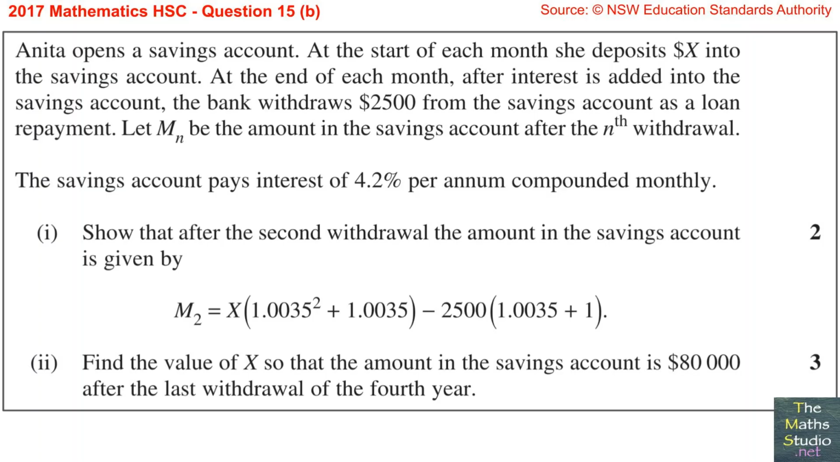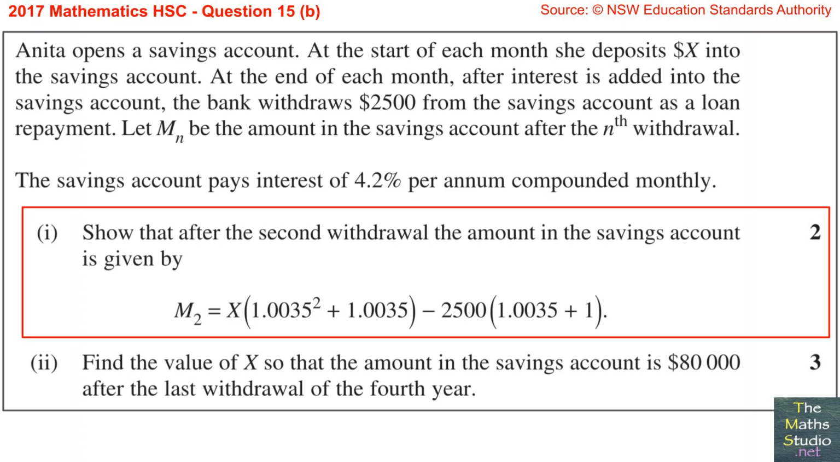Question 15, Part B. Anita opens a savings account. At the start of each month, she deposits X dollars into the savings account. At the end of each month, after interest is added into the savings account, the bank withdraws $2,500 from the savings account as a loan repayment. Let MN be the amount in the savings account after the nth withdrawal.